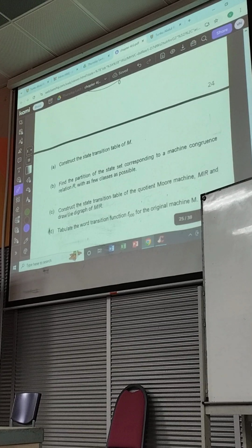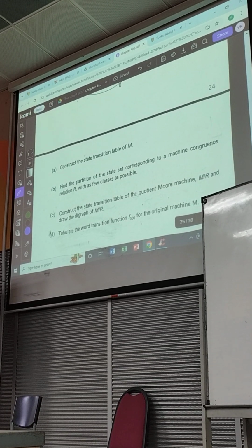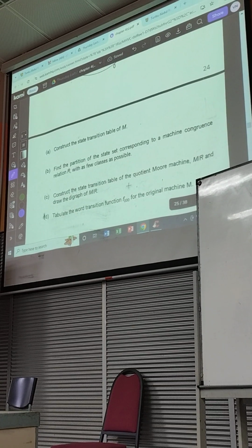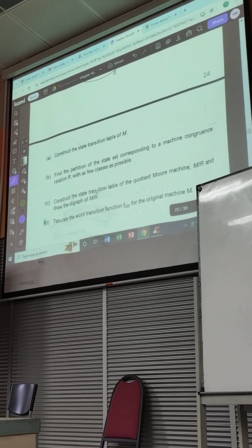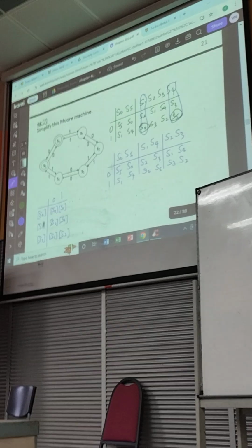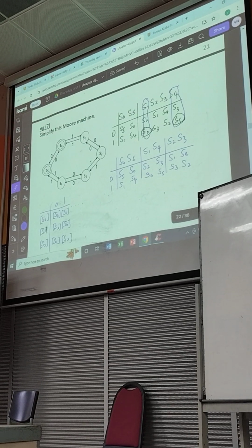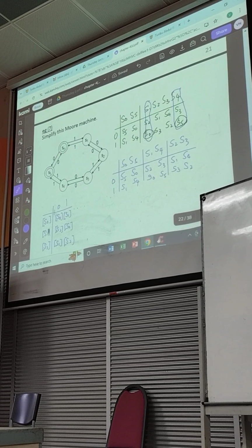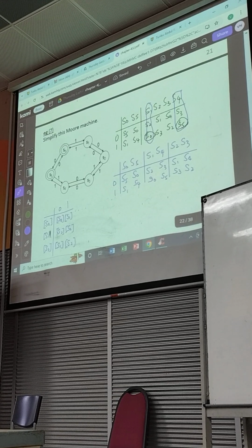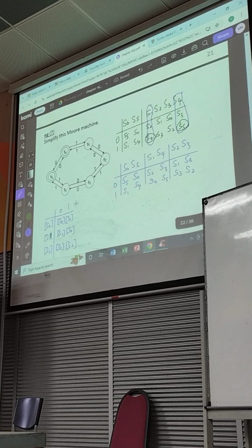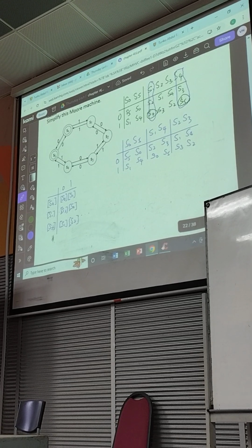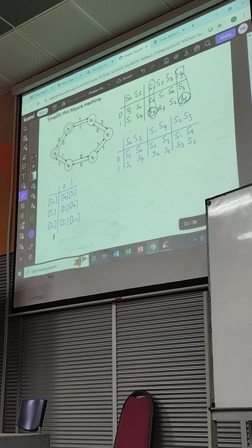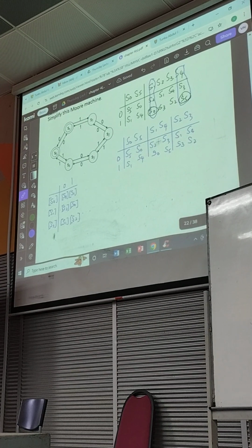Then part C is to construct the state transition table of the quotient machine and draw the diagram of the quotient machine, meaning that you need to do the table like this. This table is the state transition table for the quotient machine. Then draw the diagram for the quotient machine. You refer to this table, so you must construct this table first, after you divide from the table here.